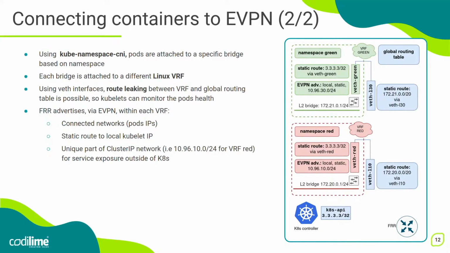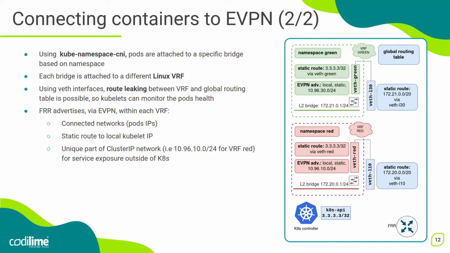For the one flat network, we can use the CNI called Kube Namespace CNI. It's a CoreOS project. It allows us to attach pods to bridges based on the Kubernetes namespace. This is a different thing than the Linux namespace, do not mix them up.